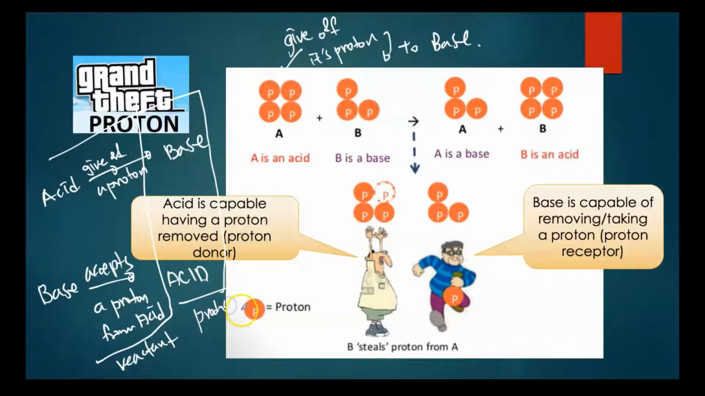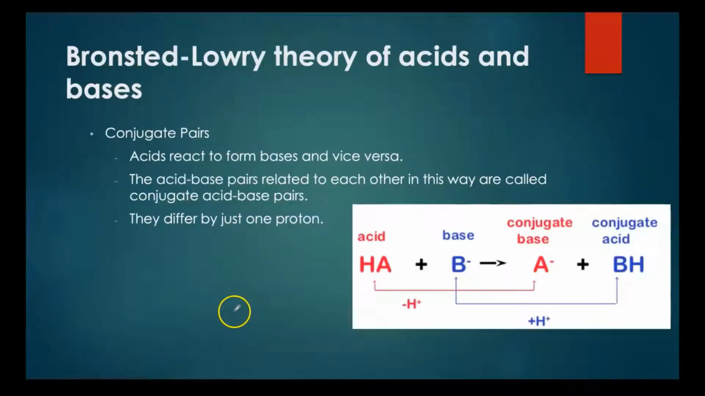So we name these products the conjugate base and conjugate acid. When an acid reacts to form a base, or when a base reacts to form an acid, we call these conjugate acid and base pairs. And they only differ by just one proton. This acid here and this conjugate base are called conjugate pairs, and they only differ by just one proton.